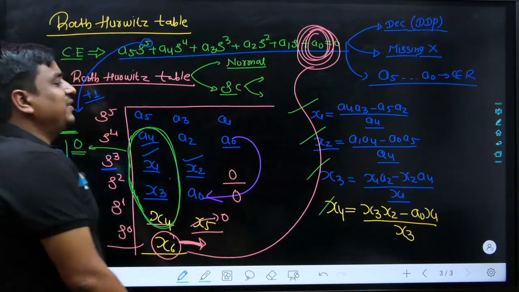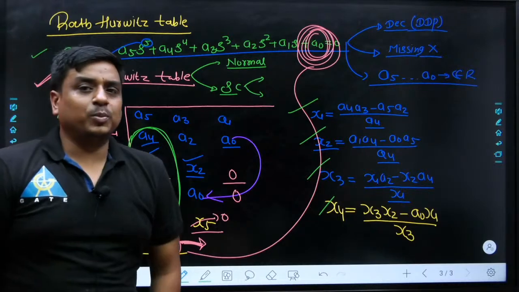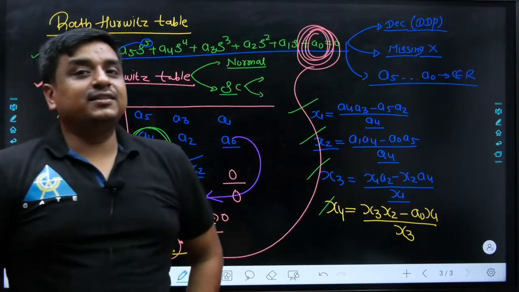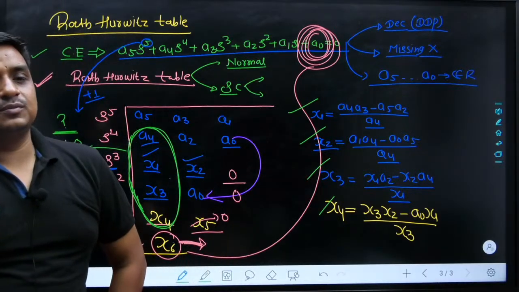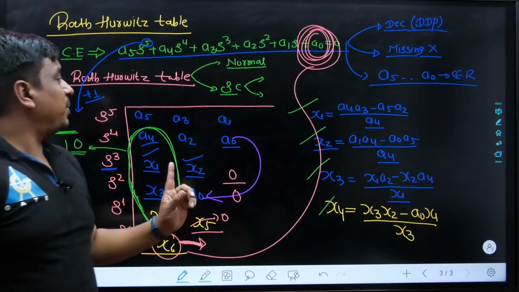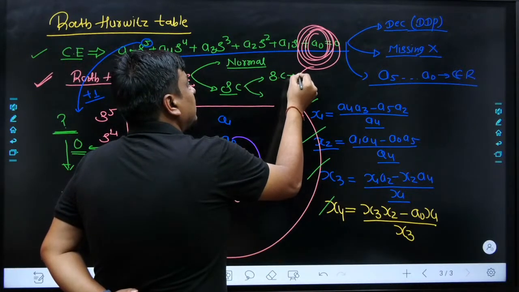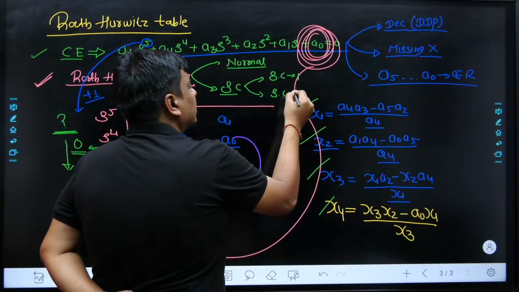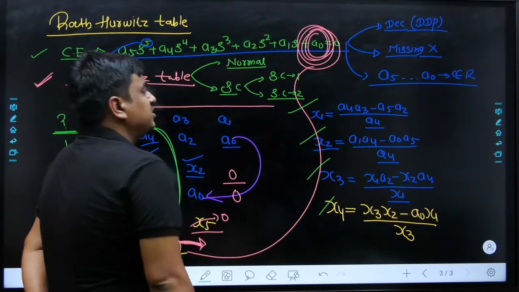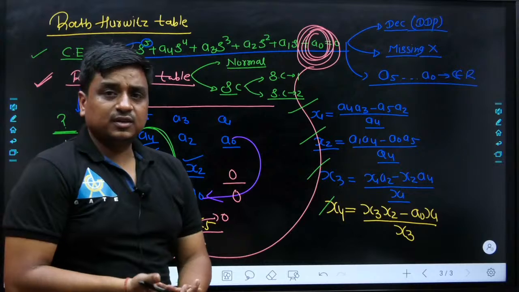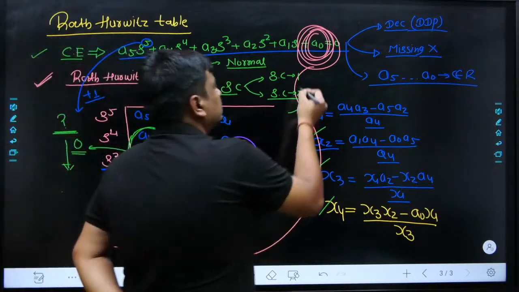Special conditions, I would be bifurcating into two parts. So tell me, what are those? The first part would be special condition 1, and the second one would be special condition 2. What does it mean by the special condition?